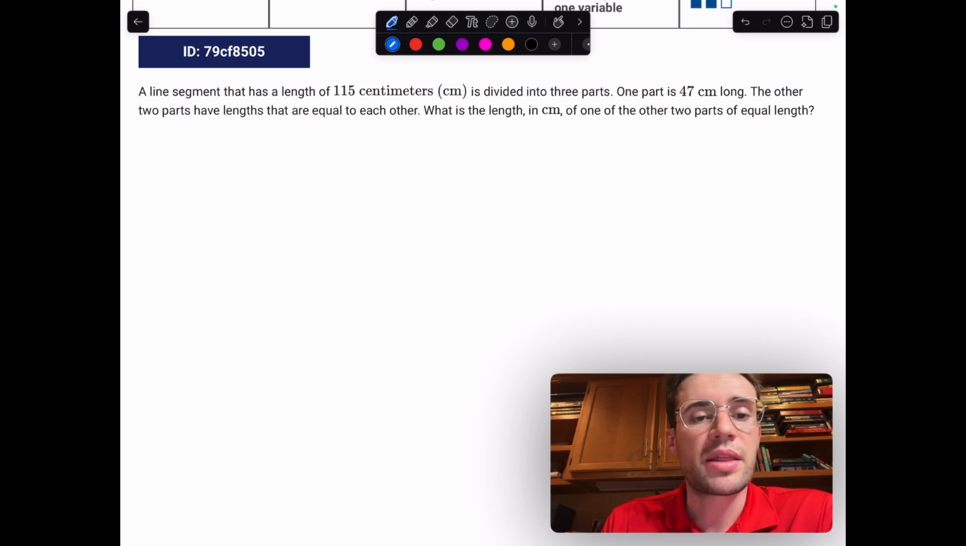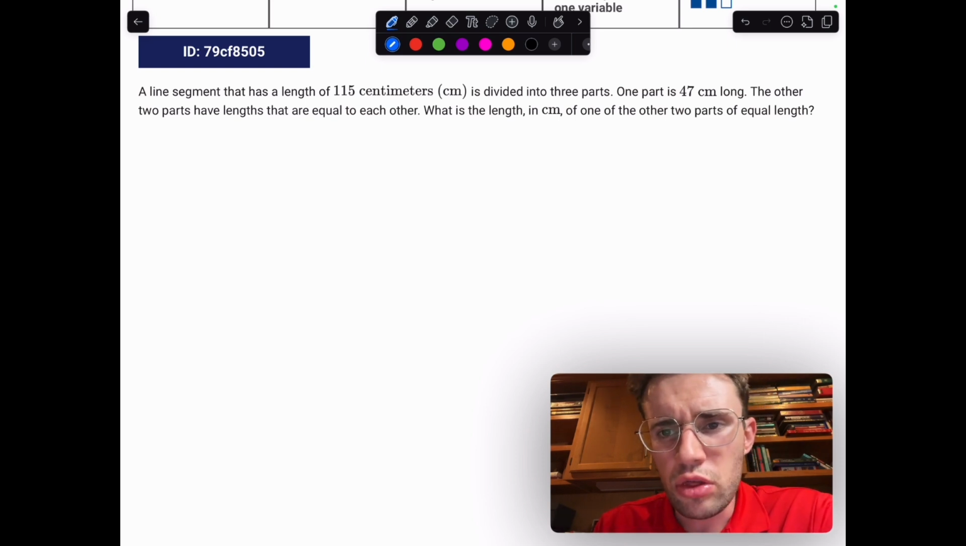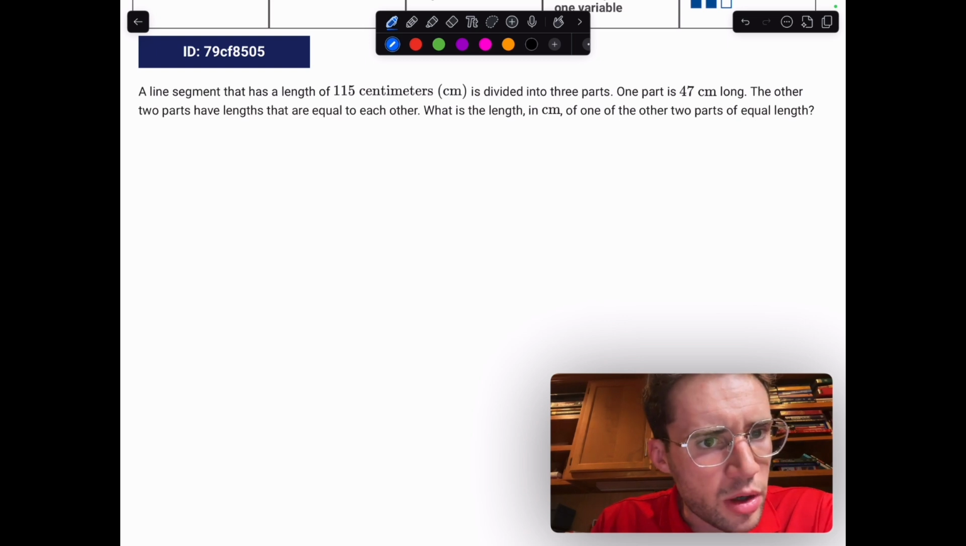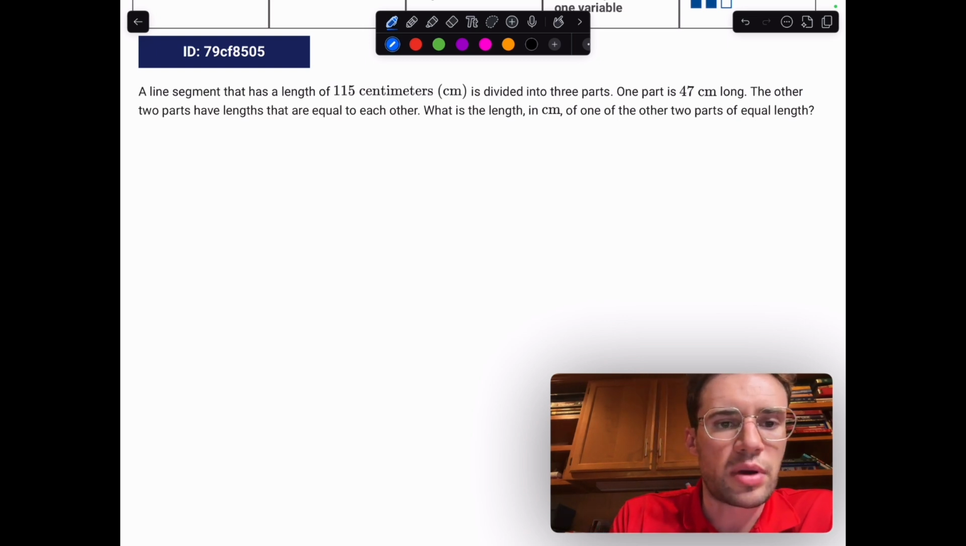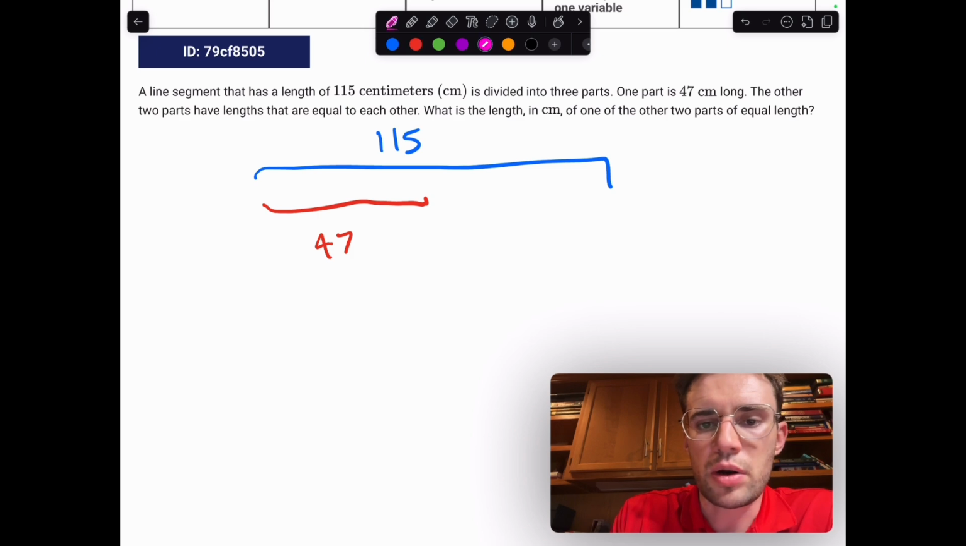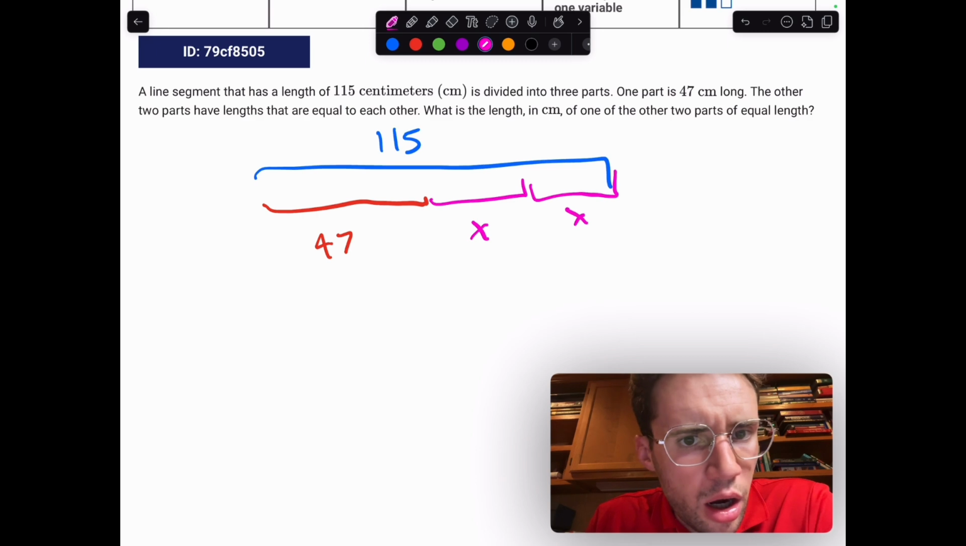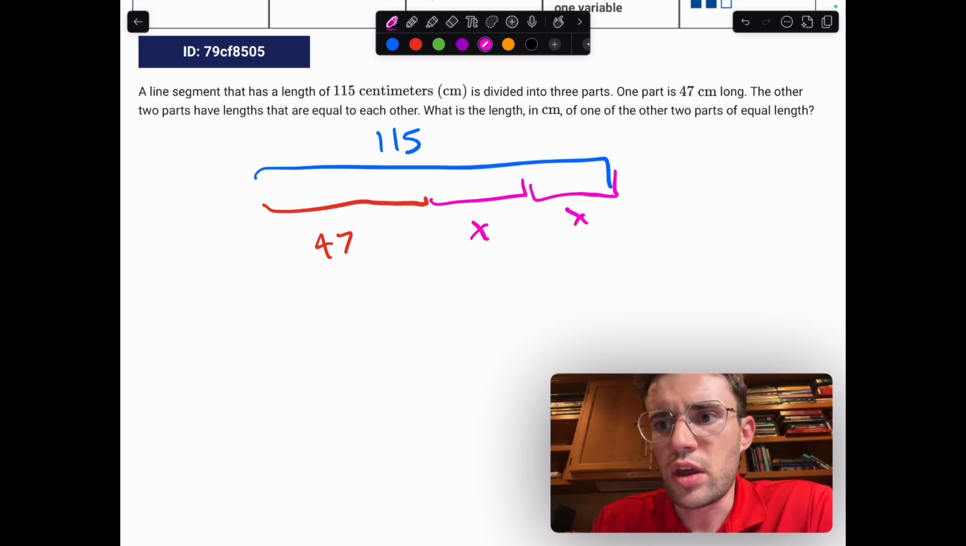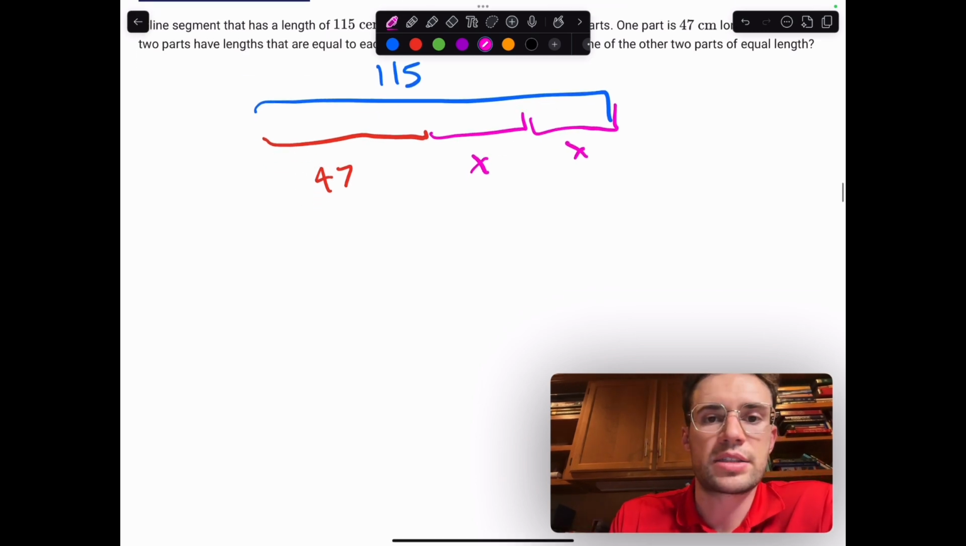Here we have a line segment that has a length of 115 centimeters, and it's divided into 3 parts. All right, it doesn't say if they're equal or anything, but one part is 47 centimeters long. The other 2 parts have lengths that are equal to each other. Okay, so we have the entire thing is 115. We have one part is 47. And then we've got 2 parts that are the same length. So we call that x and x. All right, what is the length in centimeters of one of the other 2 parts? So we're just trying to find what x is.